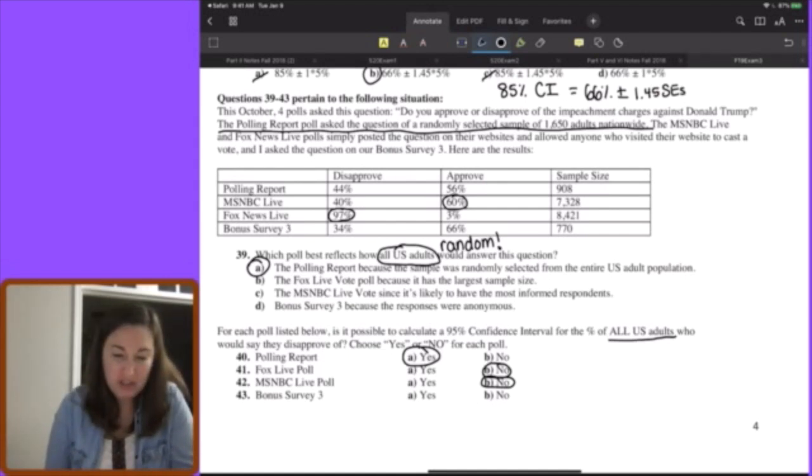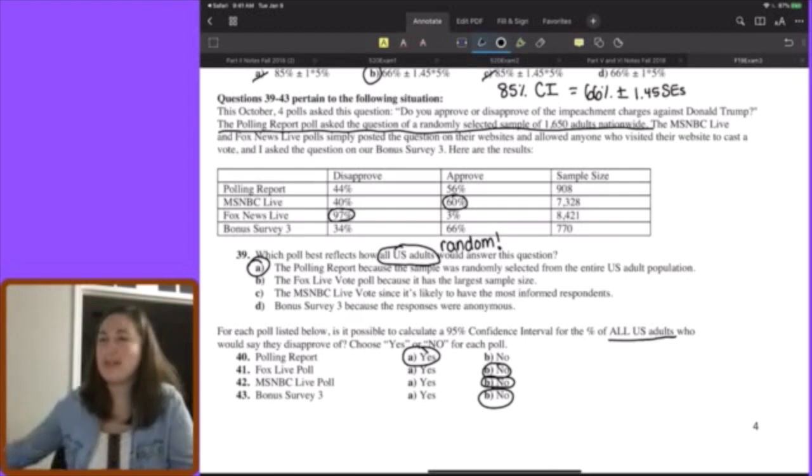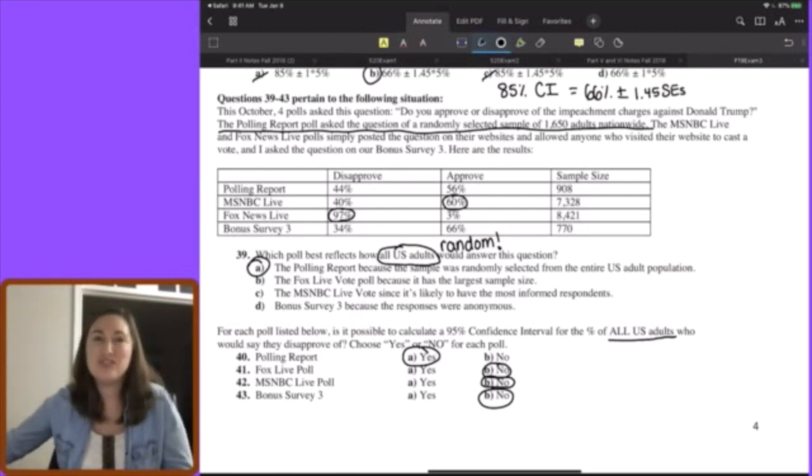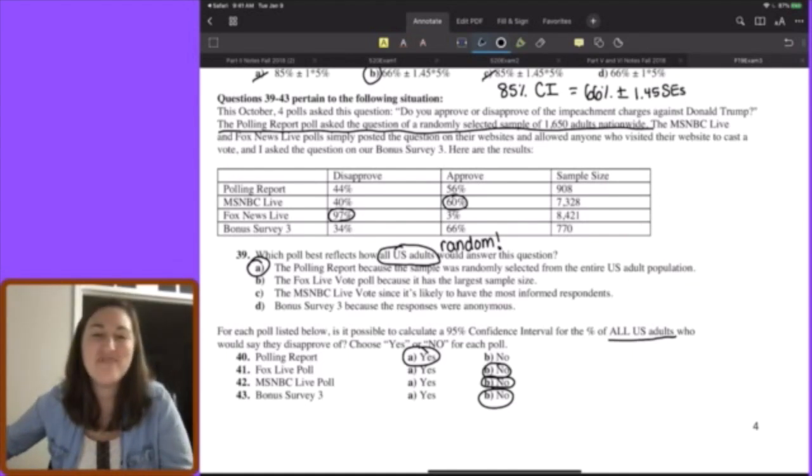And then bonus survey 3. Our bonus surveys are fun and I like seeing the data, but they're not a random sample of all US adults. So I would say no to this one too. Honestly, they're not even a random sample of all students at U of I or even all students in Stat 100 because they're not random. They're extra credit. It's people who want the extra credit who are doing it. They're still fun, though.